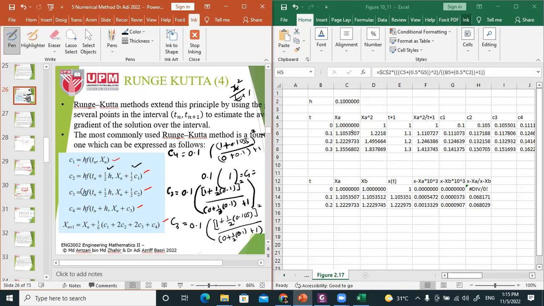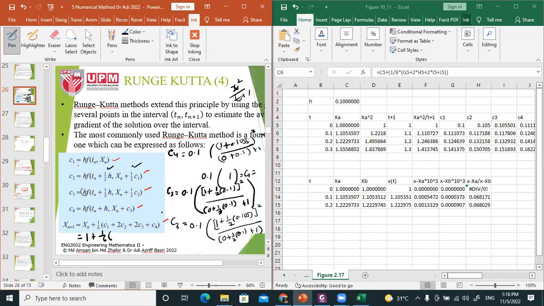So this is the initial value. You can see here in your Excel, you put xn. What is xn? It is the previous one, which is your xa. We go for the next xn. In this case, what is xn? xn is the first previous xa, which is 1, plus 1/6.